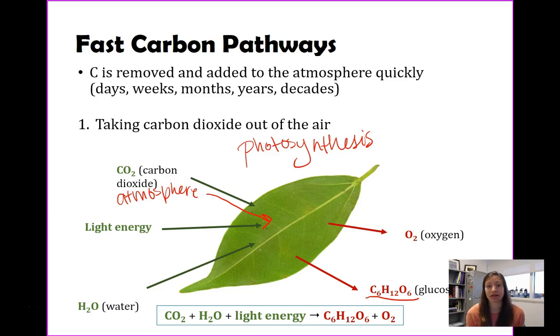And this happens quickly. Anytime the sun is shining, anytime you have plants, photosynthesis is happening. So this fast carbon pathway could take seconds to happen. And so carbon is moving from one location to another relatively quickly.